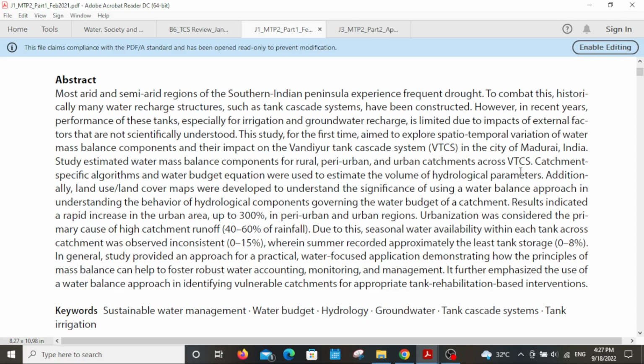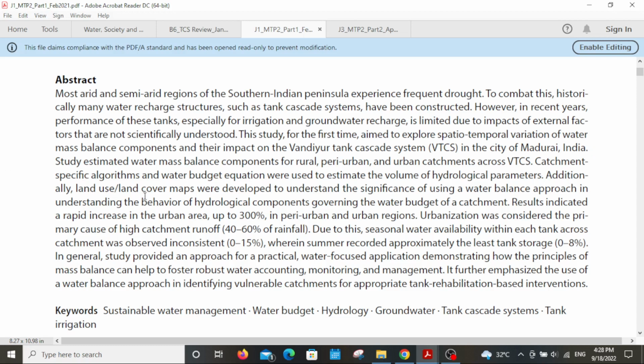It is VTCS. When we say VTCS, it is Vandiyur tank cascade system. Vandiyur is the name of the tank, and the entire cascade of tanks which are attached with the Vandiyur is named as Vandiyur tank cascade system. Catchment specific algorithms and water budget equation were used to estimate the volume of hydrological parameters. I hope as of now we understood what is water budget equation. We have seen that during week 1 and week 2 lecture in detail, and we have also visualized the water budget equation in the form of graphs for the hypothetical village that we took into account during week 3 lectures.